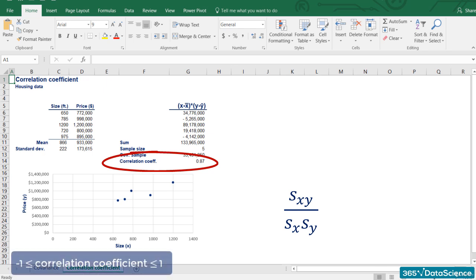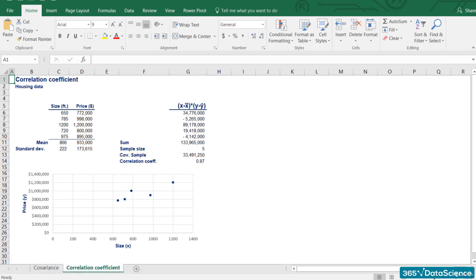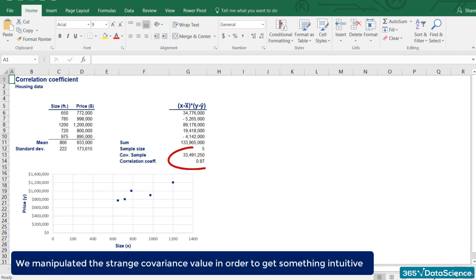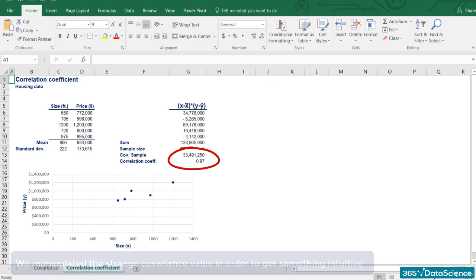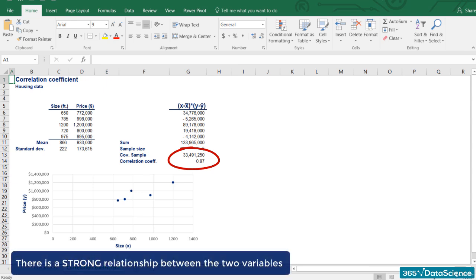Mathematically, there is no way to obtain a correlation value greater than 1 or less than -1. Remember the coefficient of variation we talked about a couple of lessons ago? Well, this concept is similar. We manipulated the strange covariance value in order to get something intuitive. Let's examine it for a bit. We got a sample correlation coefficient of 0.87, so there is a strong relationship between the two values.